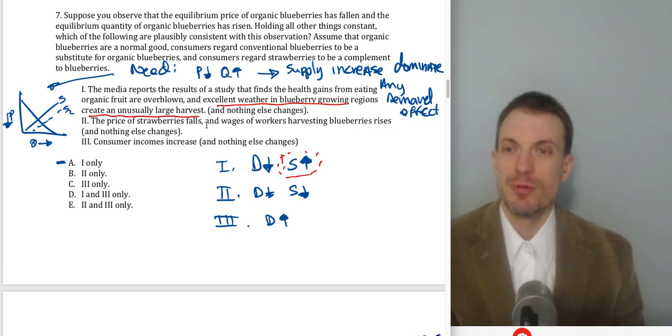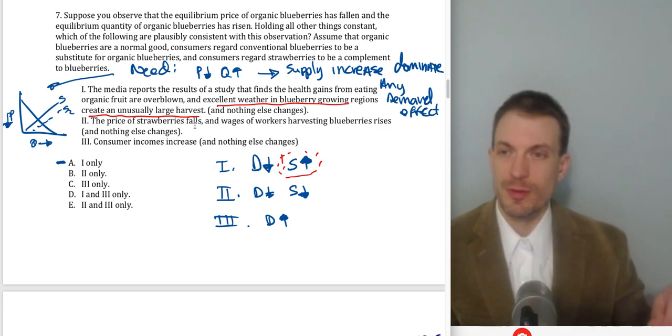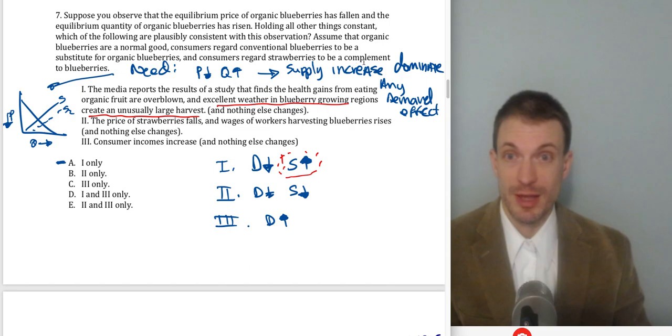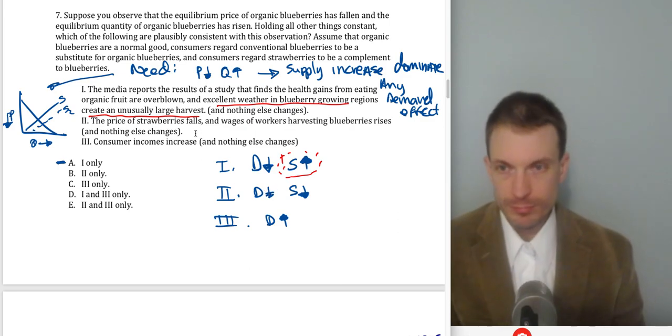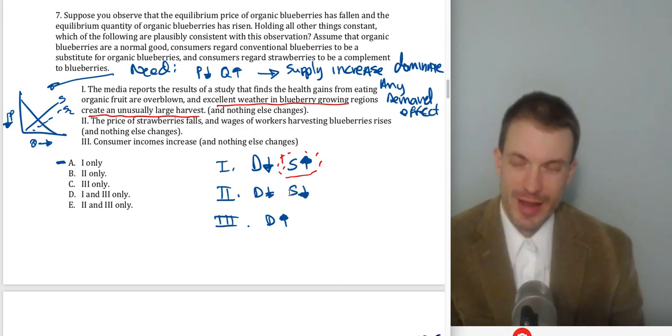Okay, number 2, the price of strawberries falls. Okay, decrease in the price of a complement, because I've told us that strawberries are a complement to blueberries. Eat these together. So if the price of strawberries falls, we increase demand for blueberries. Okay, great. Oops, I drew this direction the wrong way. I drew my arrow. This direction needs to be an increase, but the supply effect makes it not to anyway.